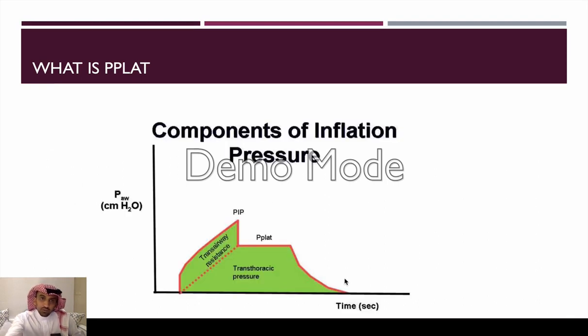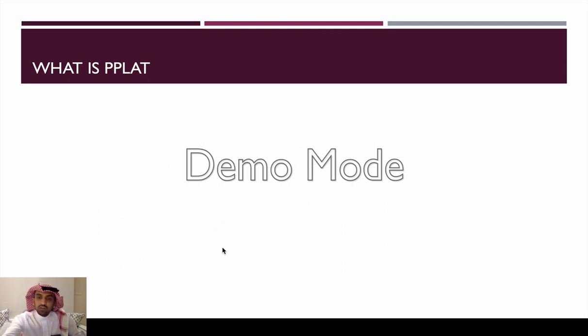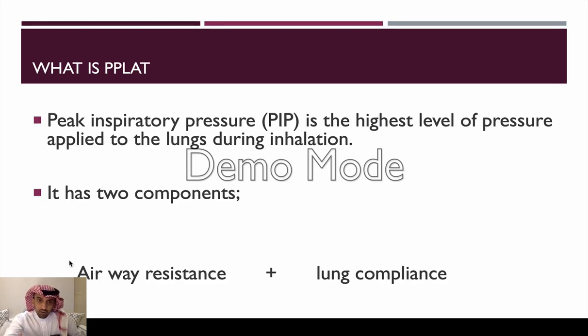So this is the peak airway pressure, which is the highest pressure during inhalation, and you can see it reflects the transairway resistance and the transthoracic pressure. To get to the plateau pressure, we need to eliminate the transairway resistance. And when we talked about the airway resistance, we know that a component of that is the flow. So if we stop the flow, make it zero, we'll eliminate the airway resistance component, and it will be only left to the lung compliance.